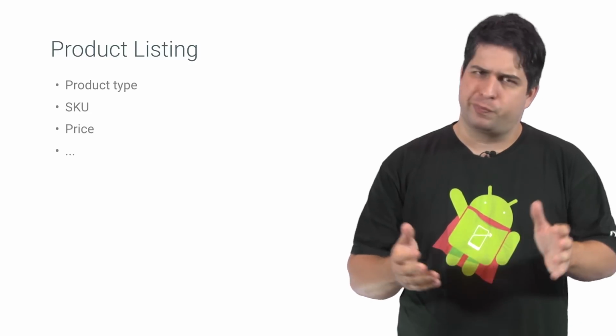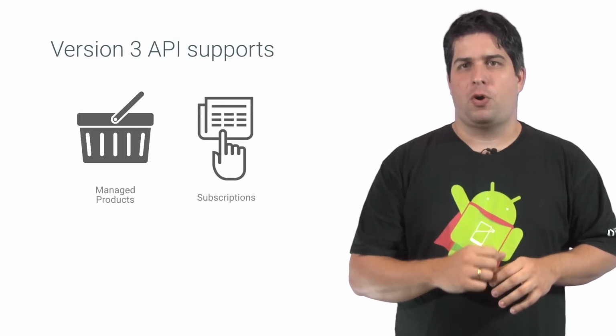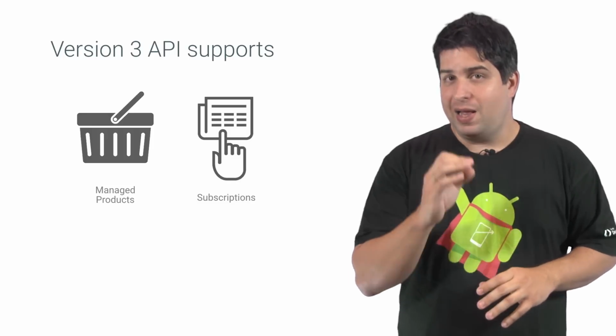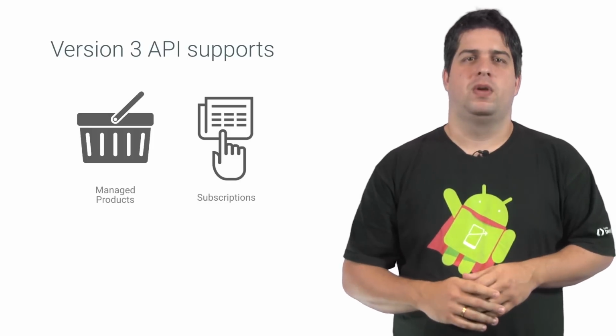The first step of implementing in-app billing is to define your products using the Google Play Developer Console, including product type, SKU, price, and so on. The version 3 API supports managed in-app products and subscriptions. Let's see more details about each type.